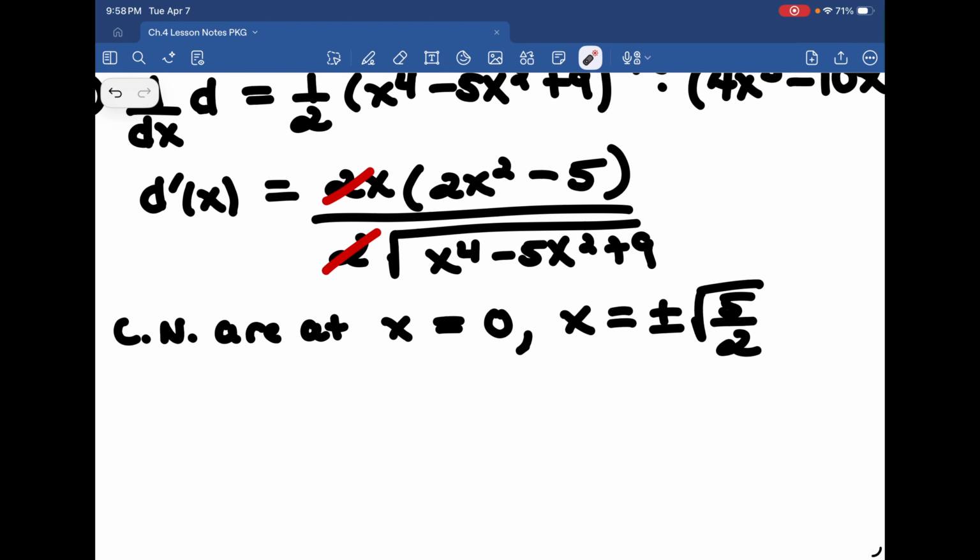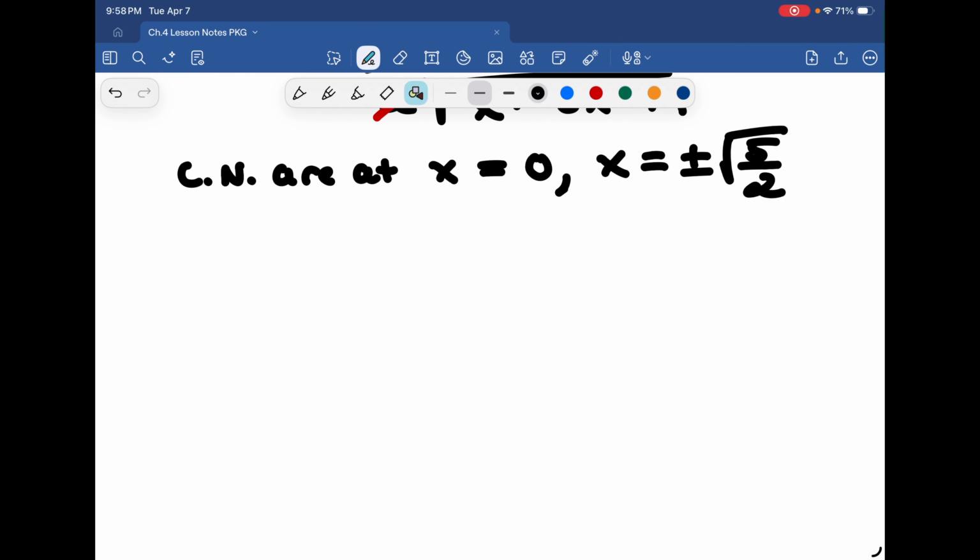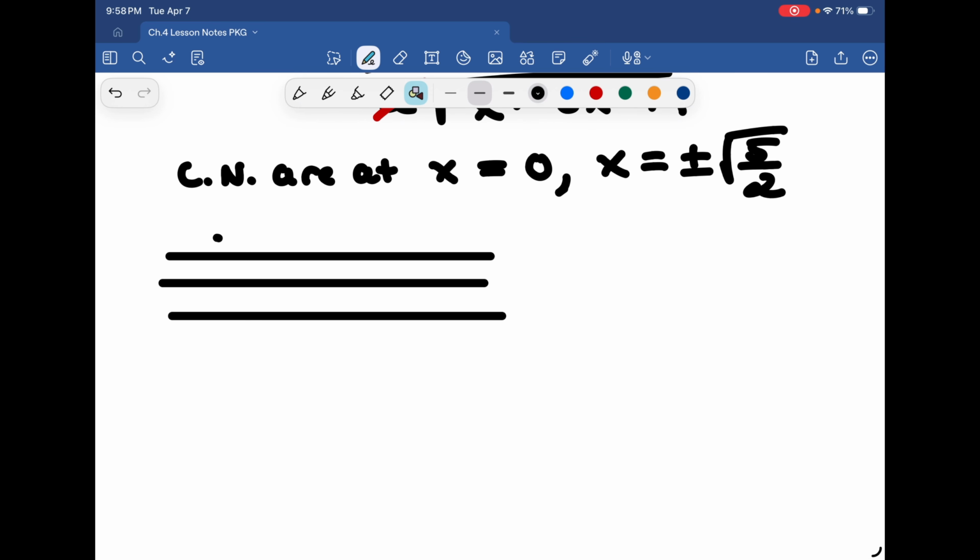Now we have three critical numbers here, one of them being the 0, and then the other two coming from this bracket. We want to make sure we place them on our first derivative test chart to see what's happening with the signs. So I'm just going to sketch out just a little bit larger of a table here. So we're going to have 1, 2, and 3. I'm going to put these all on there. So I'm going to put my negative square root 5 over 2, I'm going to put my positive square root 5 over 2, and then 0 in the middle.